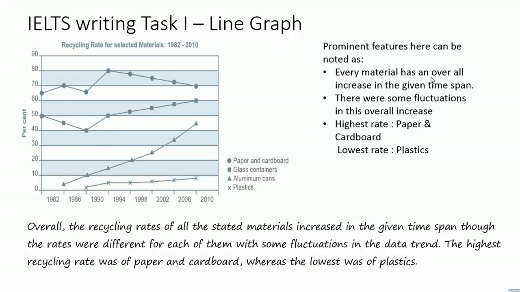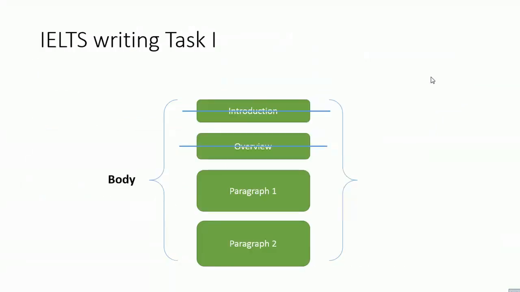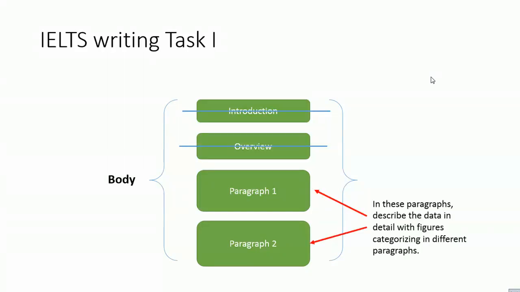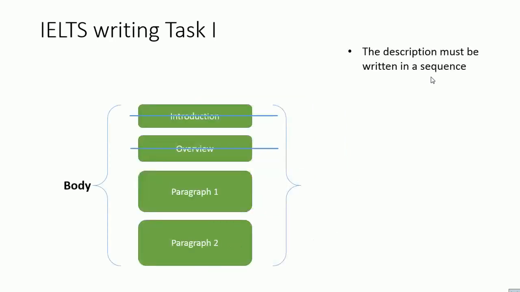So, we have completed our overview paragraph, and now we move further to our paragraph 1 and paragraph 2. What we should include in here is to describe the data in detail with figures, categorizing in different paragraphs. Now how this categorizing should be done, I'll guide you through. Description must be written in sequence.